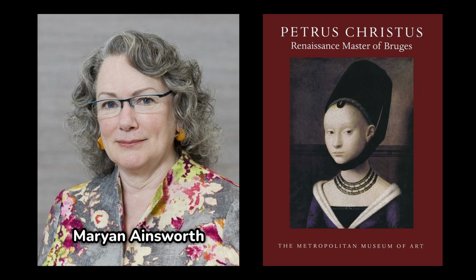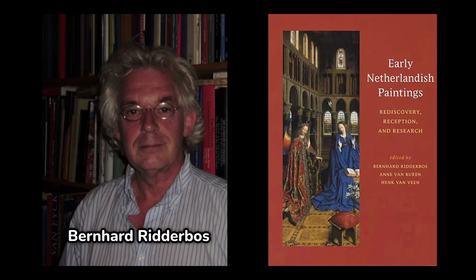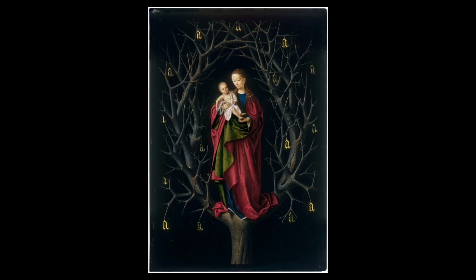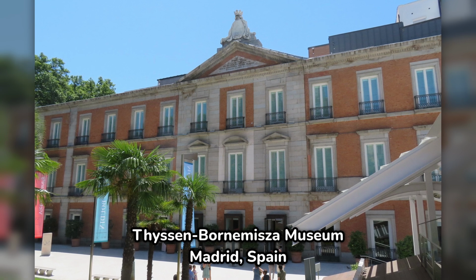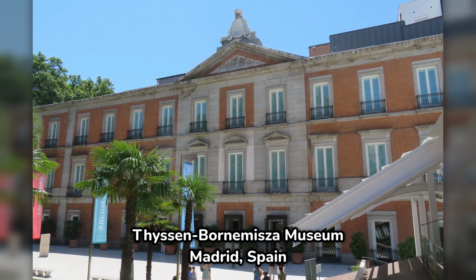Art historian Marion Ainsworth noted that the darkness of the iconography in the painting is unprecedented in Netherlandish art. Bernhard Ridderbos, another art historian, considers the panel a unique, miraculous cult image, rather than a typical late medieval illustration of a biblical scene. The painting directs the viewer to focus solely on the mother, child, and tree. Madonna of the Dry Tree can be seen at the Thyssen-Bornemisza Museum in Madrid, Spain.